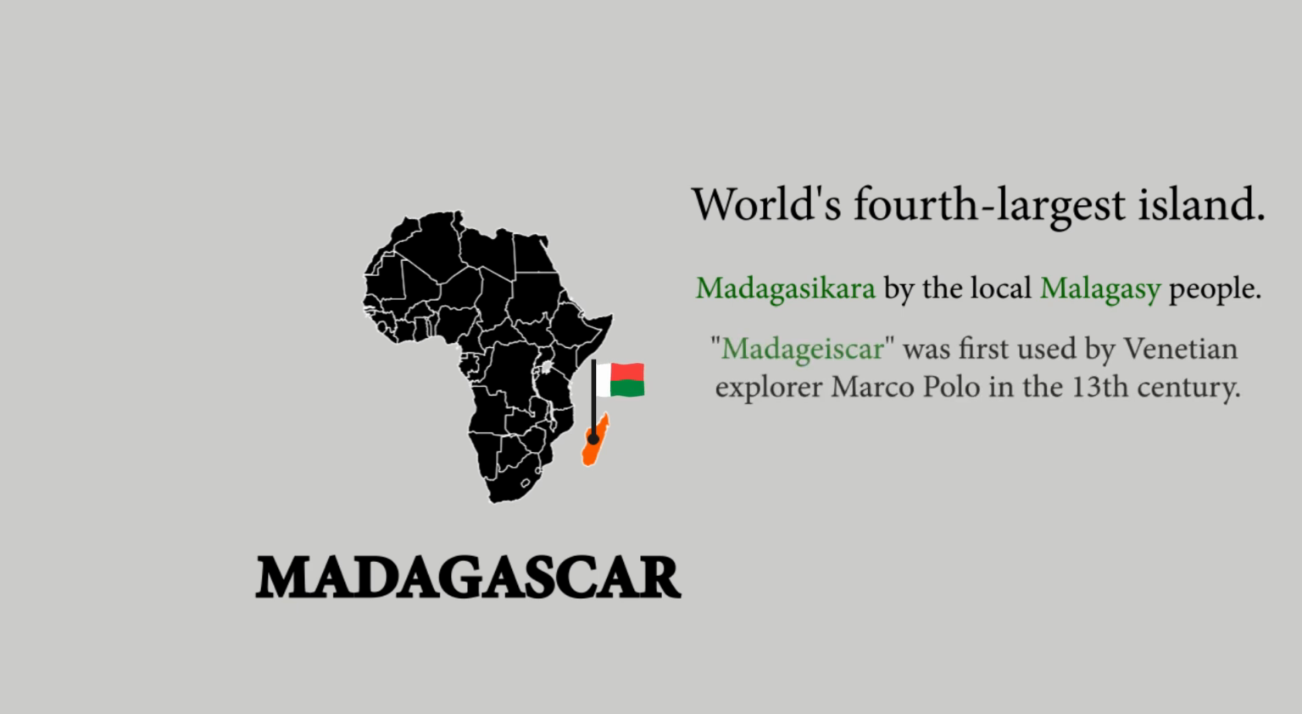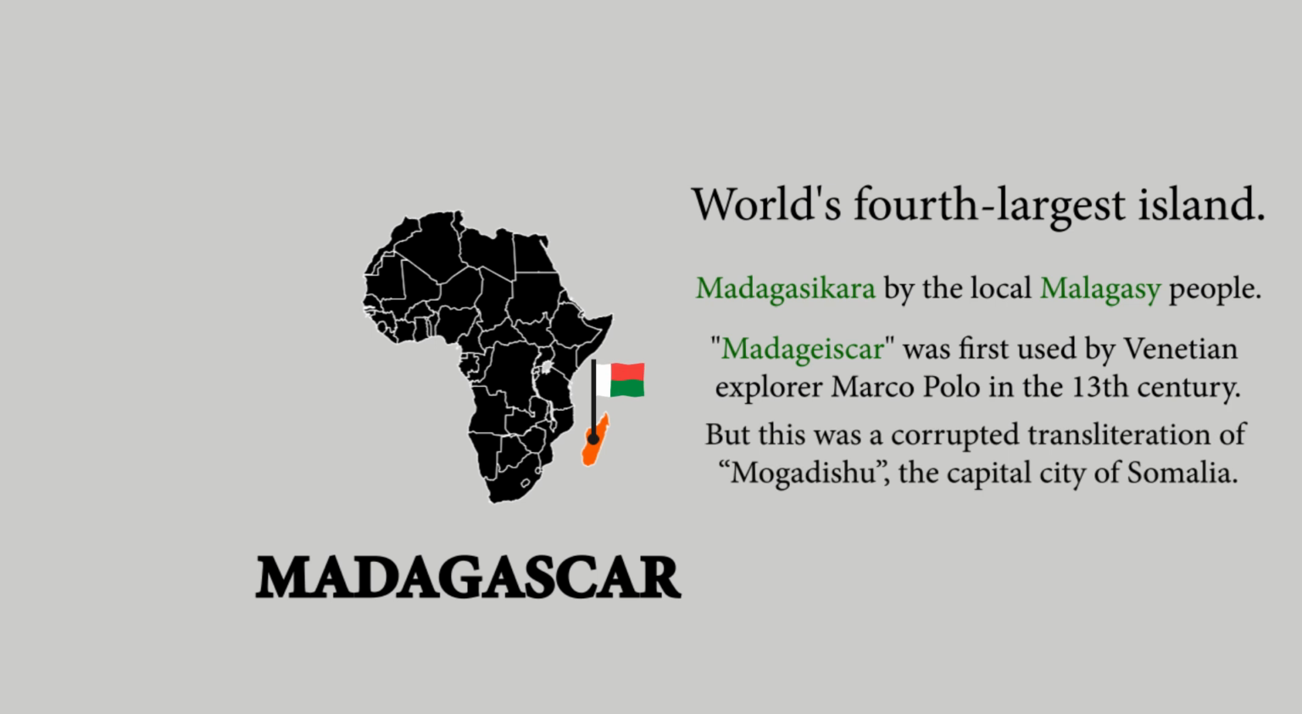The word Madagascar was first used by the Venetian explorer Marco Polo in the 13th century, but this was a corrupted transliteration of Mogadishu, the capital city of Somalia. So even though he never visited the island, Marco Polo is often credited as one of the first people to use a name similar to present-day Madagascar. However, there is another possible explanation.